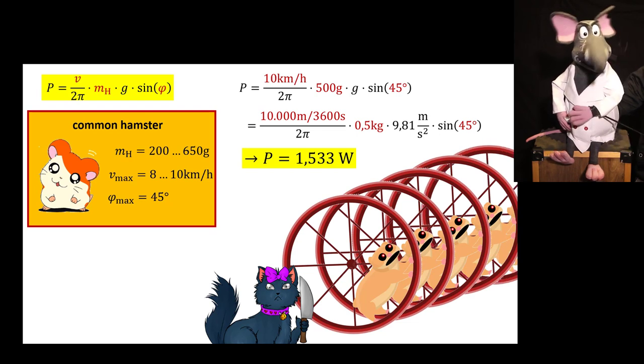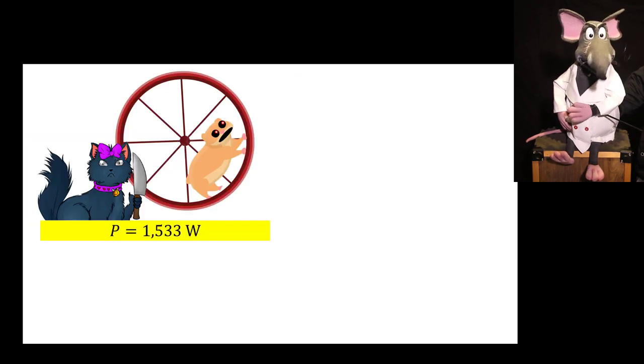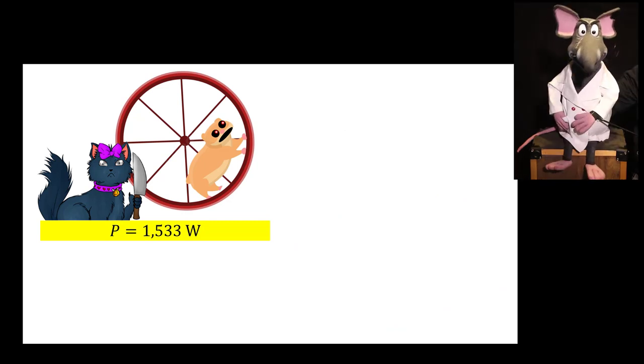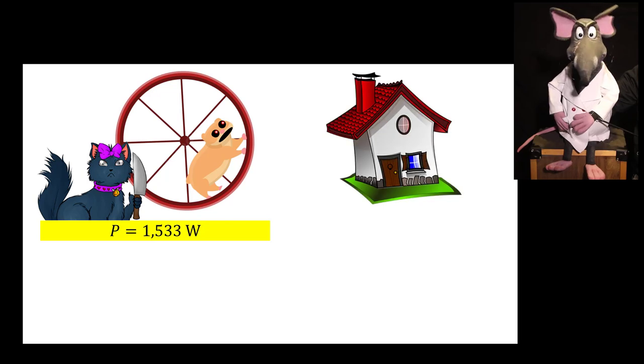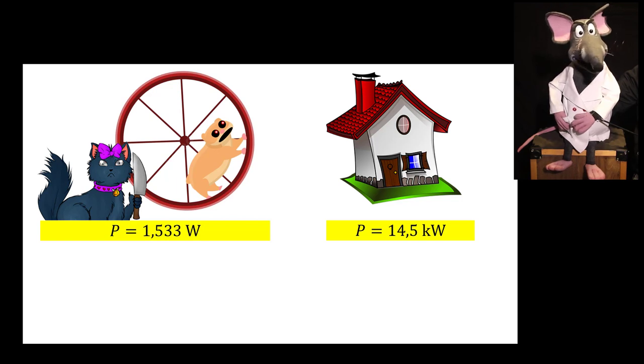So, now you might ask how many hamsters we need. It's quite easy to calculate that. So, one hamster will produce about 1.5 watts. And an average household needs maximum power of 14.5 kilowatts. Then you can easily calculate that the needed amount of hamsters is about 9,500.